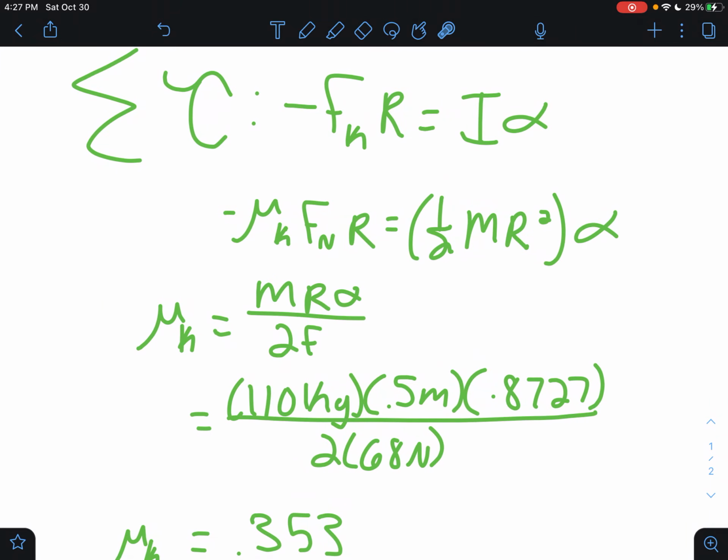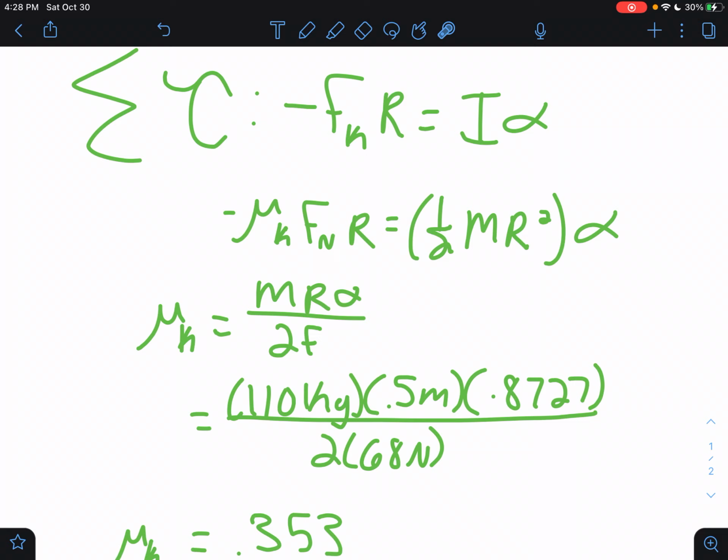I got rid of the negative because for the coefficient of friction, it doesn't matter. If we were solving for the force or alpha, the negative does matter, but we just need the absolute value of the coefficient. So then we just move things around, divide by these terms, one of the R's cancels out, and you get M R alpha over 2F.